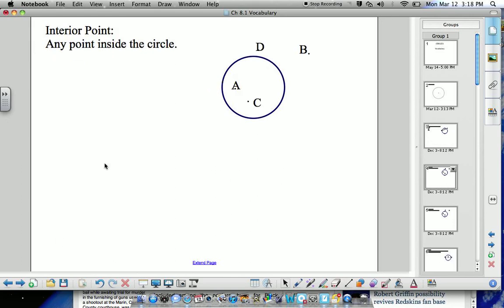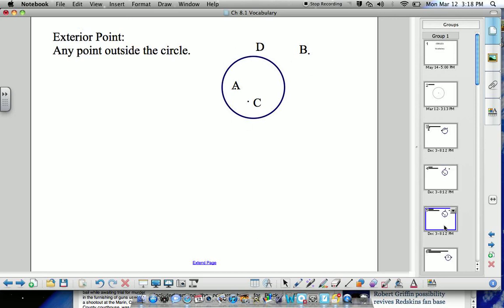Next, we're going to talk about interior points and exterior points. These are pretty self-explanatory. Interior points are any points that are closer to the center than any point on the circle. Exterior points are any points on the outside of the circle. They would all be further away from the center of the circle than the circle itself.